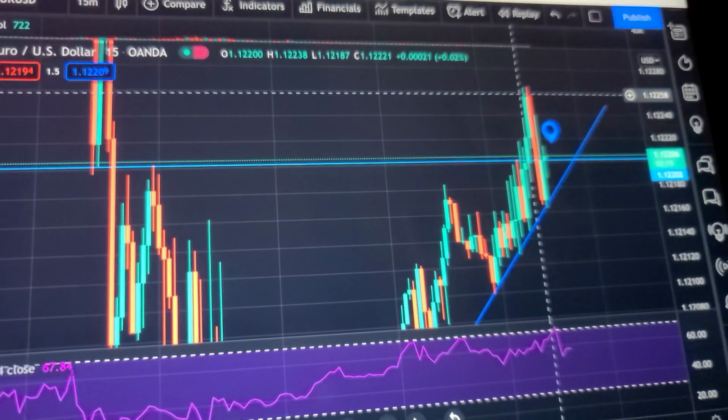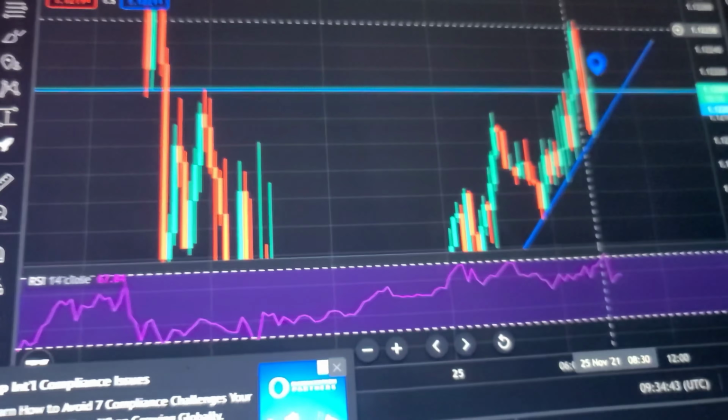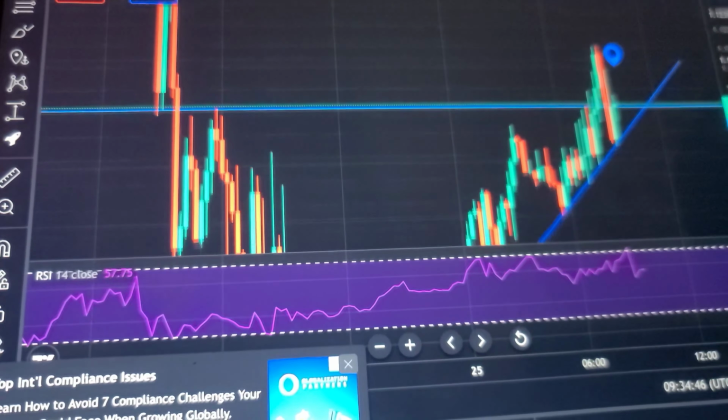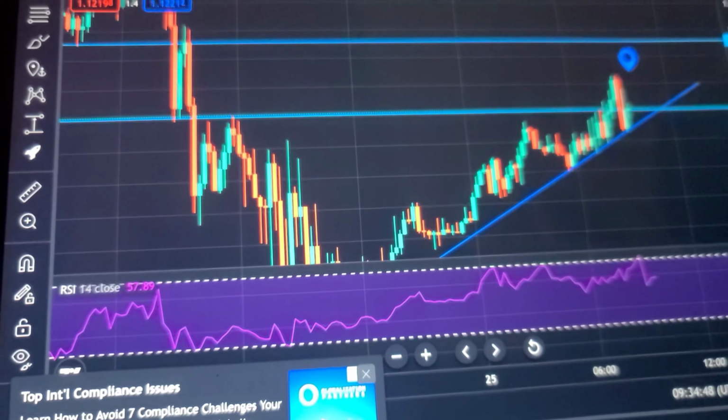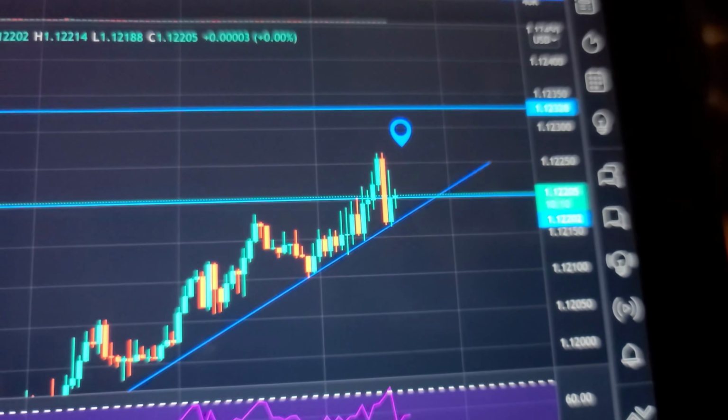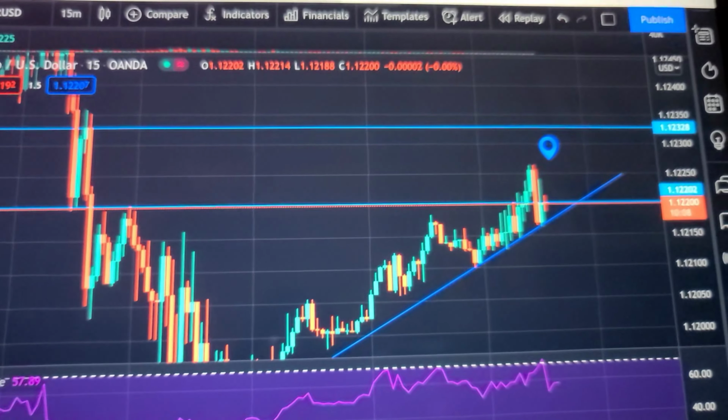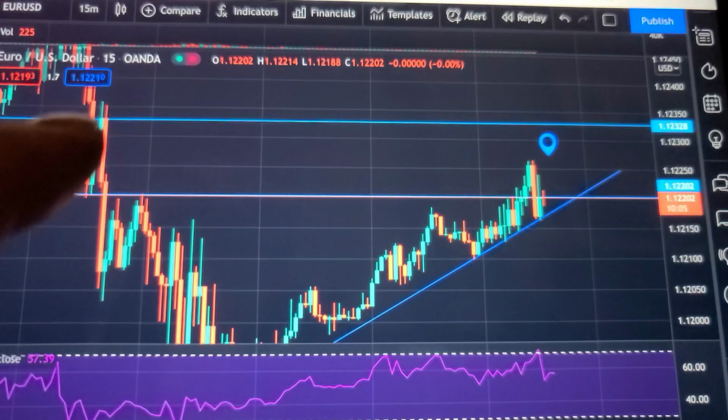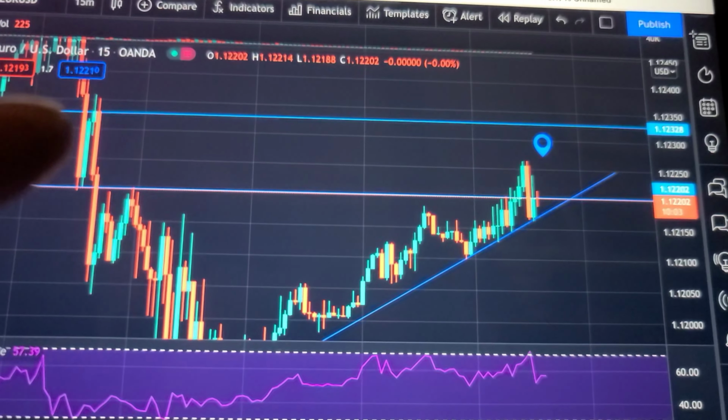Now my goal is 0.5% to 1% a day. That is 1.3%. But this is where I got greedy, and I always get greedy. I don't know why, but I was aiming for here, and that's why I didn't sell.